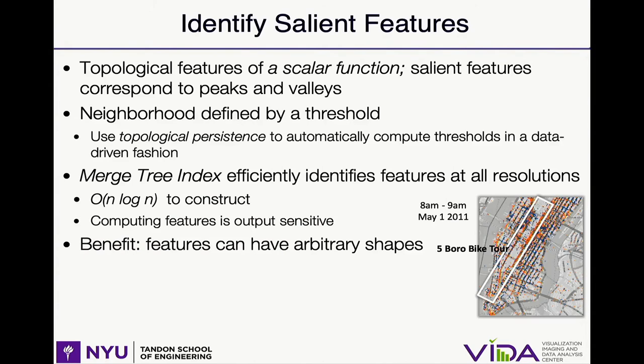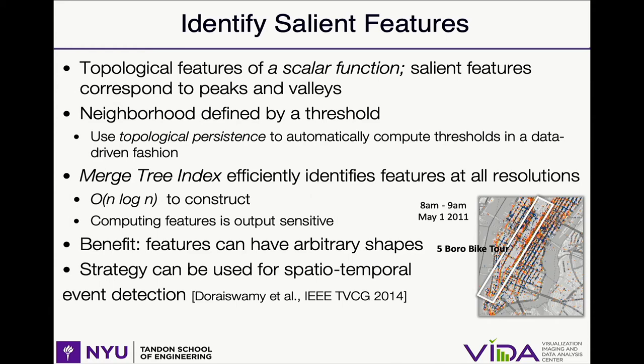The other advantage of these computational topology techniques is that there are data structures that enable you to very efficiently identify these features, these peaks and valleys, at all different resolutions. It's called the merge tree index, and that's fast to construct, only n log n. And to find the features, you can do that in an output-sensitive way, so you cannot be more efficient than that. Finally, another benefit is that, unlike many techniques for event detection in spatial-temporal data, this actually finds events that have arbitrary shapes and temporal extent. In fact, I should point out that a similar idea was used to develop a technique for automatically identifying spatial-temporal events in large data.